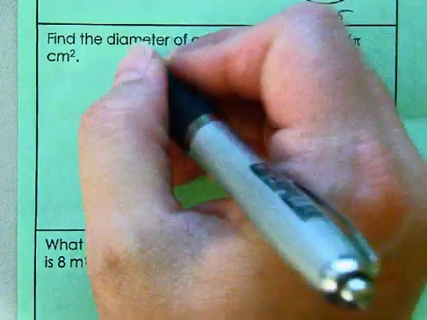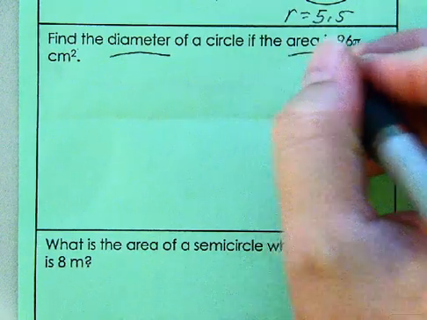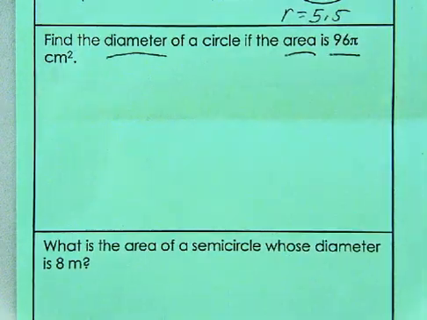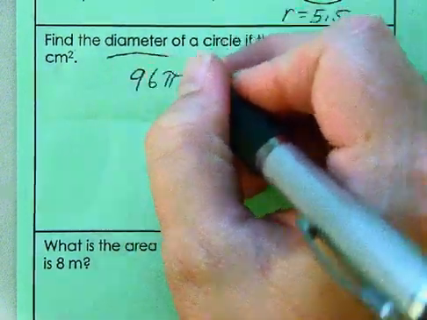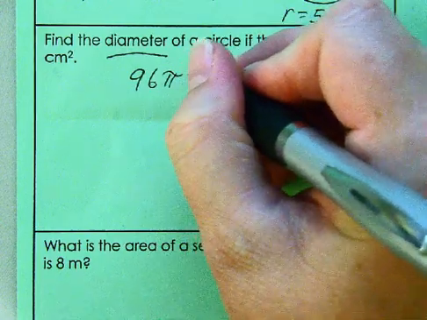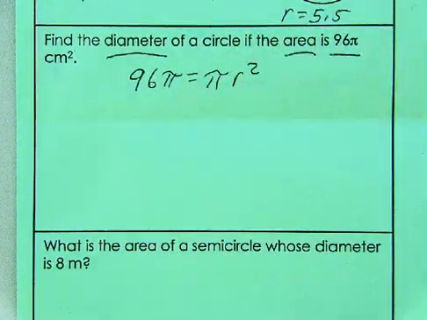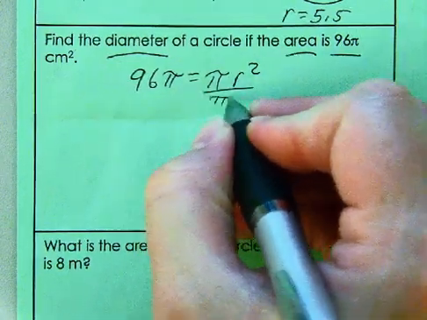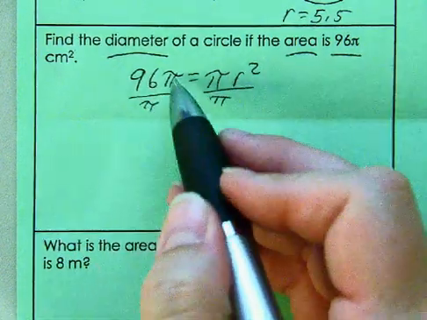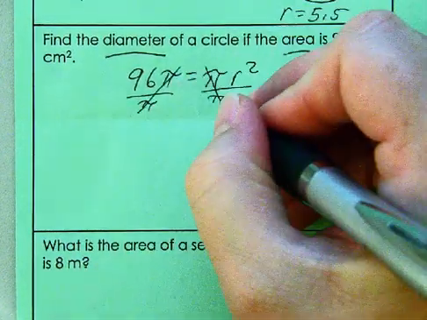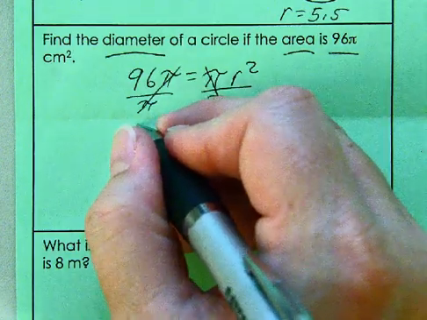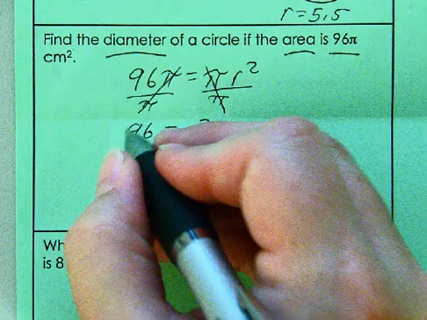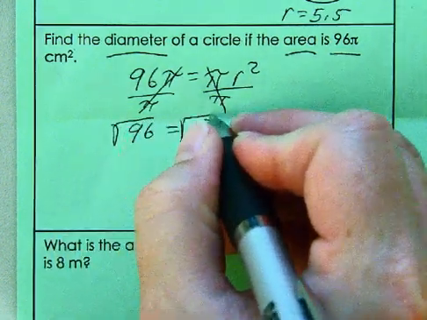This time it says we're going to find the diameter of a circle whose area is 96 pi. Okay, so this time the 96 pi is going to go in for the capital A. So 96 pi equals pi r squared. Okay, so from here we're going to try to solve for r. So we're going to divide by pi on both sides. So now pi crosses out on the left, pi crosses out on the right. So we're left with 96 equals r squared. In order to find r, we're going to have to square root both sides.